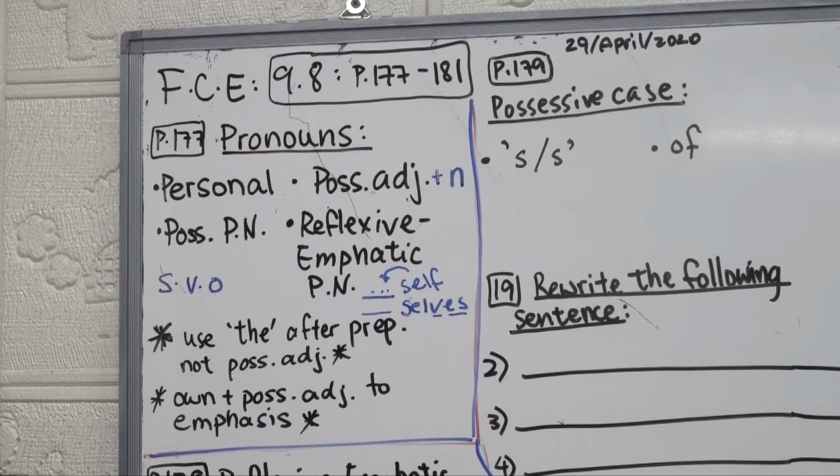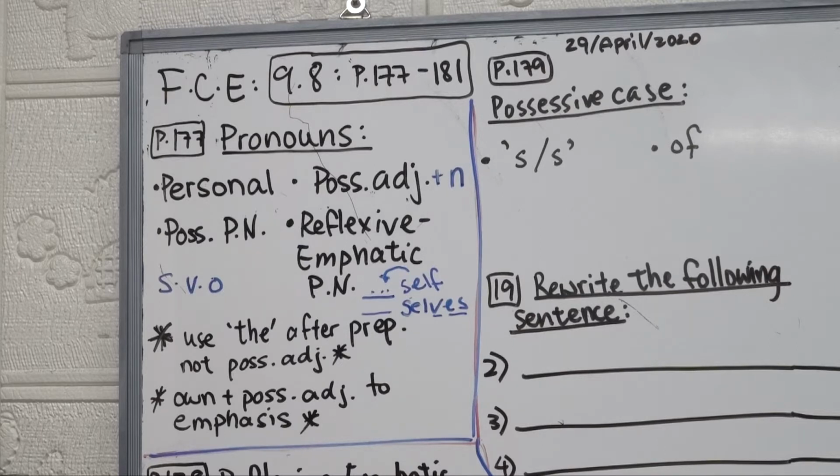For example, let's say a whole family. The whole family has a car. The whole family has cars. That means they all share the car. But if we put the word own, the whole family has their own cars. Okay? That means each and every one of them has their own car. One car belongs to one person.